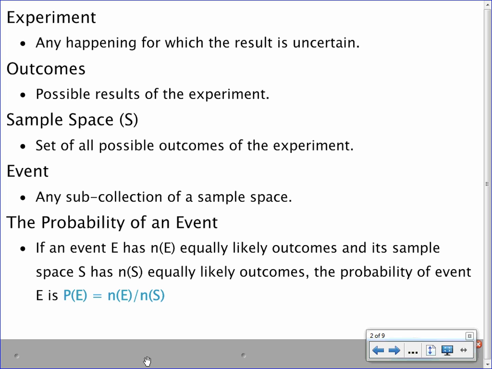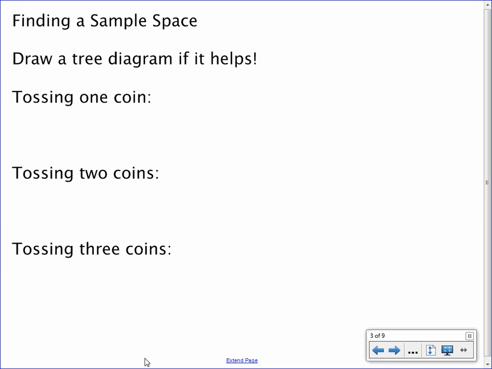We can do it in a couple different ways. First thing we want to talk about is drawing a tree diagram, if it helps. Anytime we toss a coin, there's a 50-50 chance. Birth order, boy or girl, these are examples of things that are 50-50. Drawing a tree diagram is going to be your best way of figuring out your sample space.